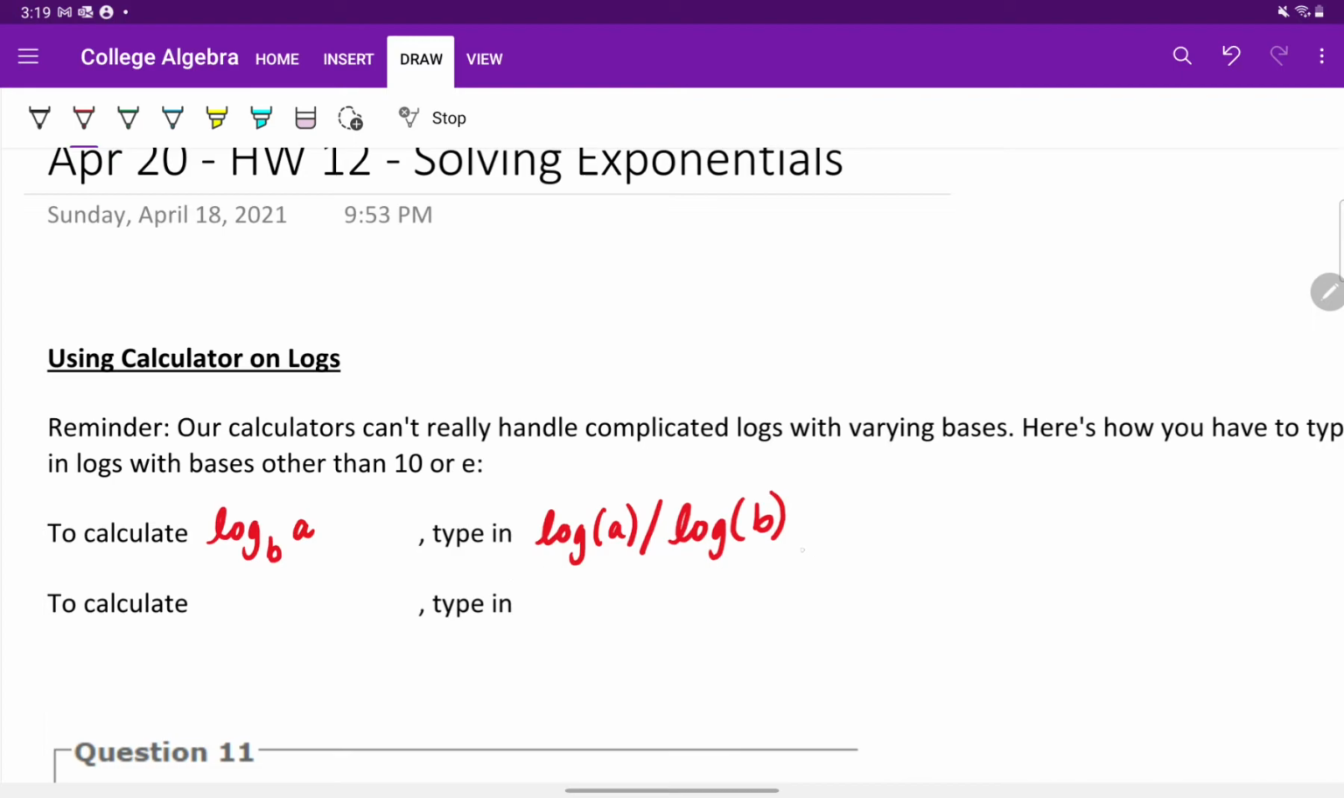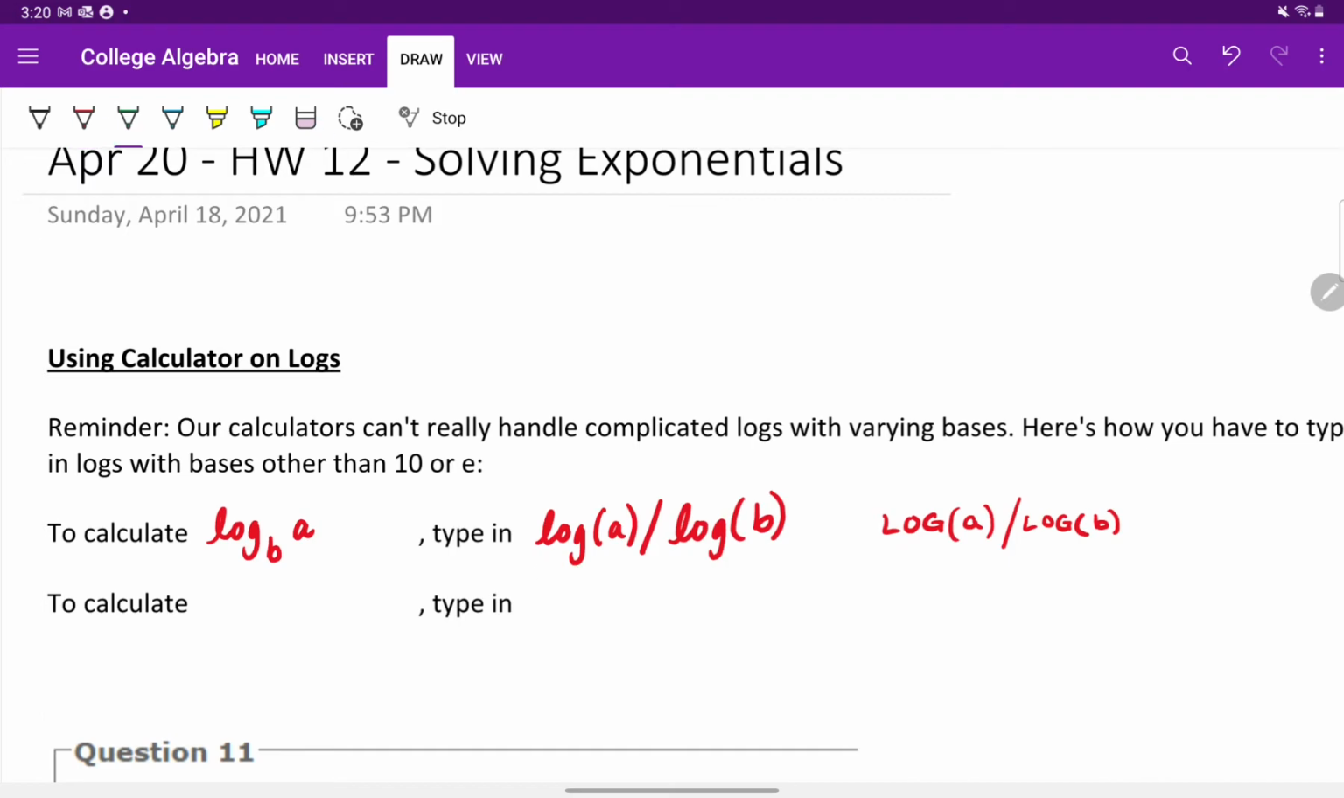So these are the exact keys you'll use on your calculator. Log is a button on your calculator. There's actually a button that looks like this, LOG. So you'll click that button and it auto fills in the opening parenthesis. So you'll need to type in a, whatever number a is, and then close your parentheses. And then divided by, type the log button again, which auto fills that first parenthesis. And then put in whatever your base is, your b value, and then close the parenthesis. And then click enter, and that should give you an accurate value.